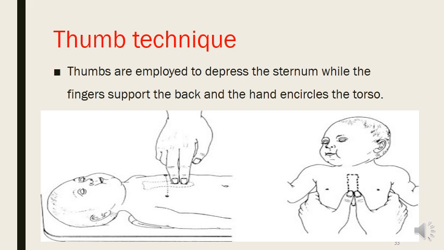We can see in this picture the position of the thumb: the lower third of the sternum, and the other fingers support the back, and the whole hand encircles the body or torso. So in thumb technique, thumbs are employed to depress the sternum, while the other fingers support the back and the hands encircle the torso.